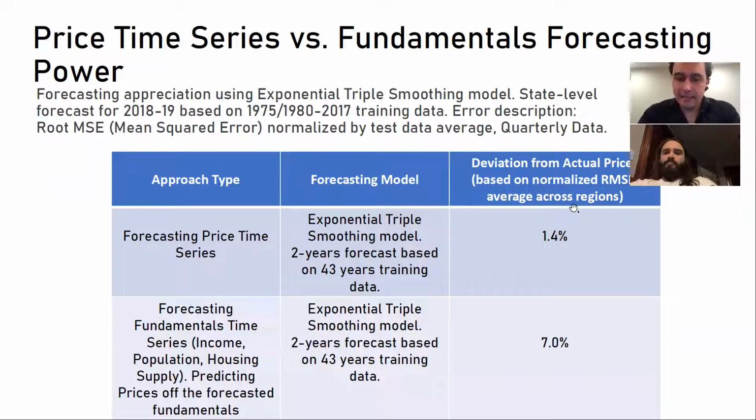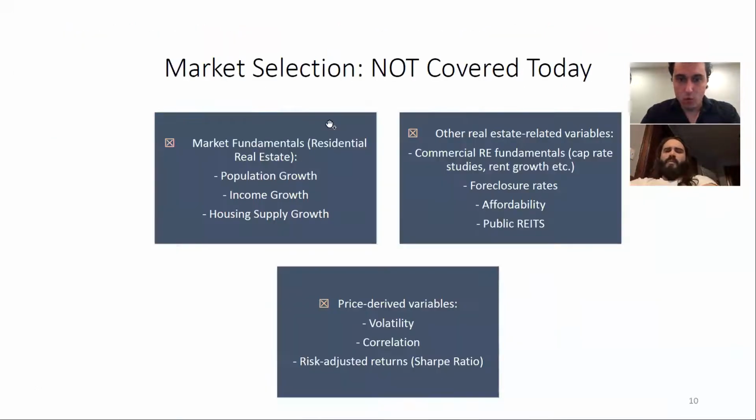Again, the argument being, picking markets by their fundamentals is a decent approach, but it has a higher price error than simply modeling price time series. And so that's more accurate to do. That's why what is not going to be covered today is fundamentals such as population growth, income growth, housing supply growth. They're already built into the price. We forget about those. Okay.